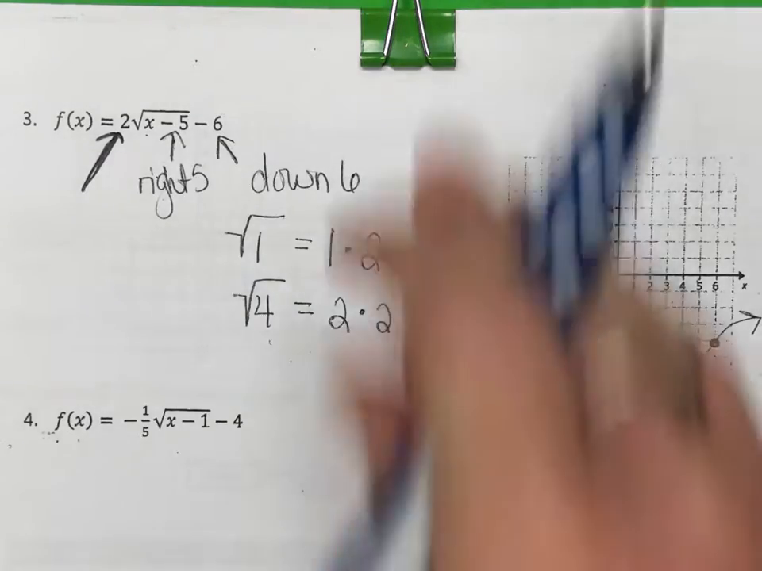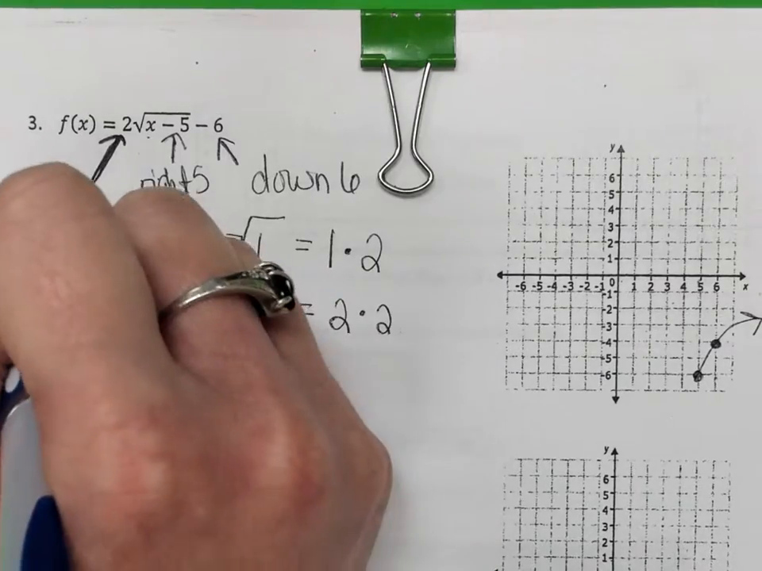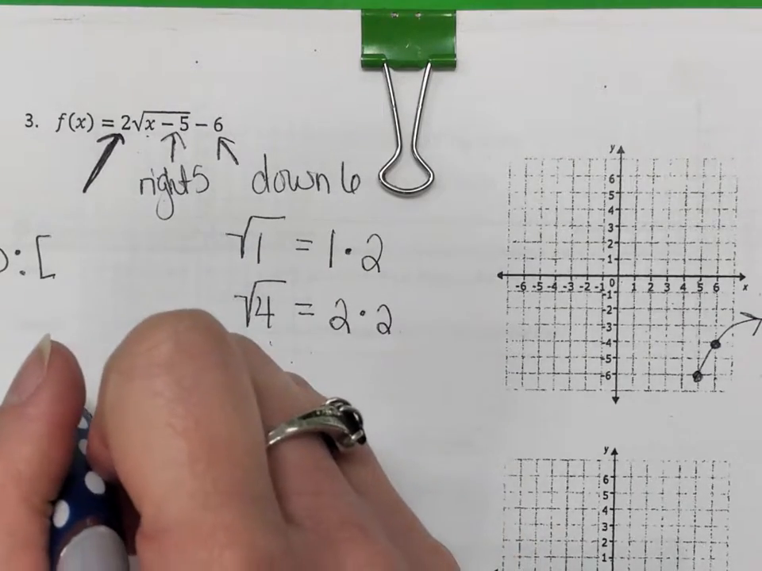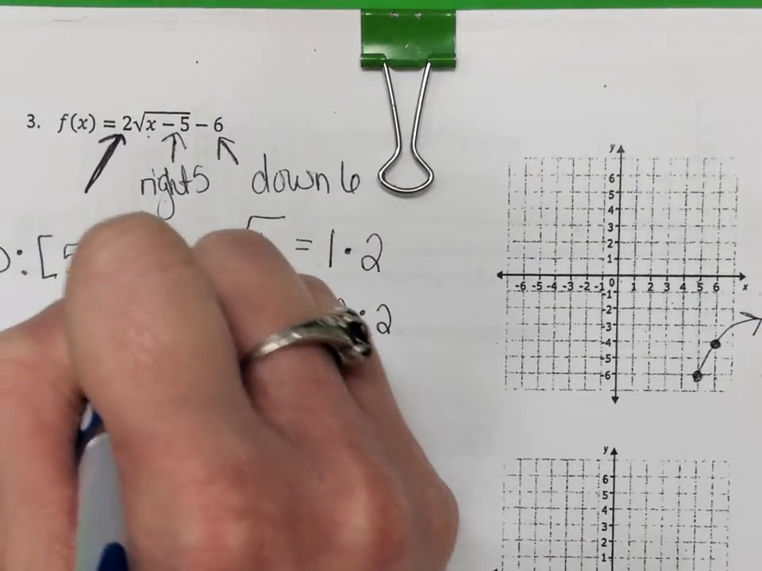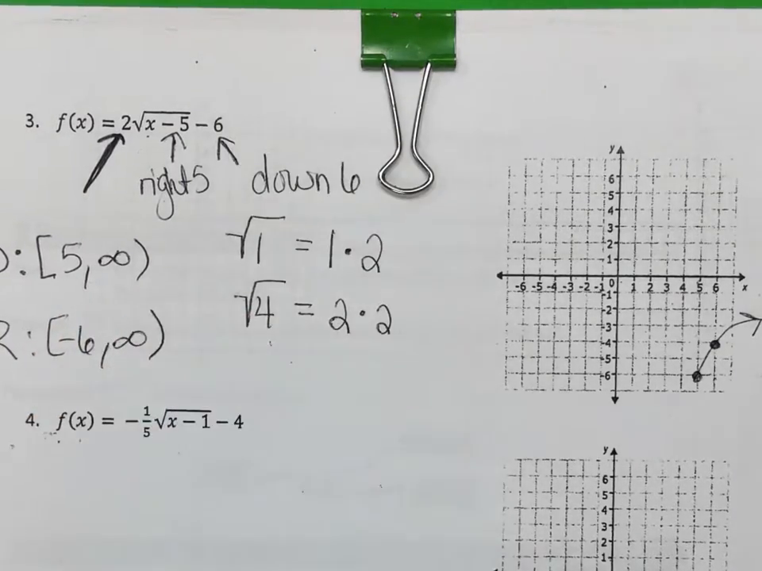All right, let's go to 4. You ready? Oh, wait, well, we didn't do domain and range. Oops. What's my domain? Quick, quick, quick. 5 to positive infinity. What's my range? Negative 6 to positive infinity. Perfect. All right, let's go to 4.